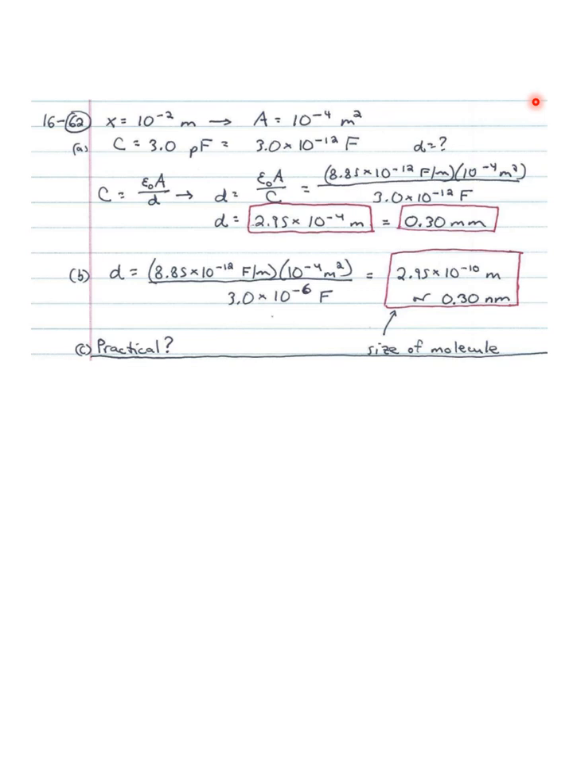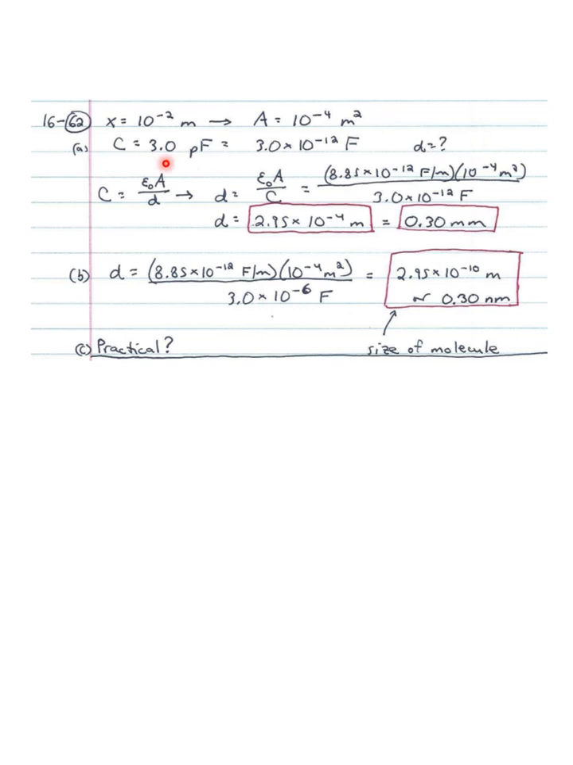Number 62. Suppose you want to make a parallel plate capacitor with square plates 1 centimeter on a side. How far apart should the plates be for a capacitance of 3 picofarads? Repeat for 3 microfarads, and are both designs practical? And we'll comment on that. So a side is 10 to the negative 2 meters, which means the area of that square is going to be 10 to the negative 4 square meters. Our capacitance is 3 times 10 to the negative 12 farads.